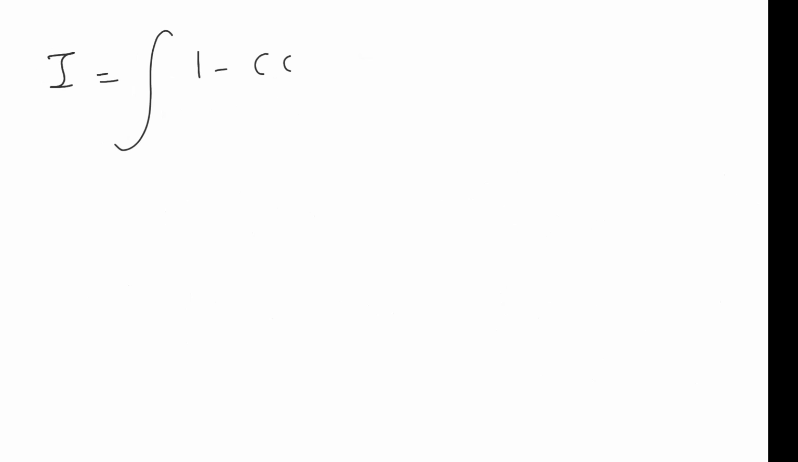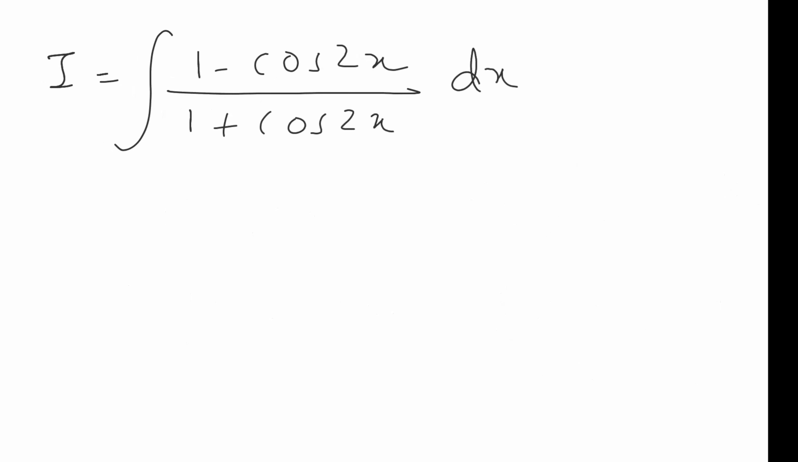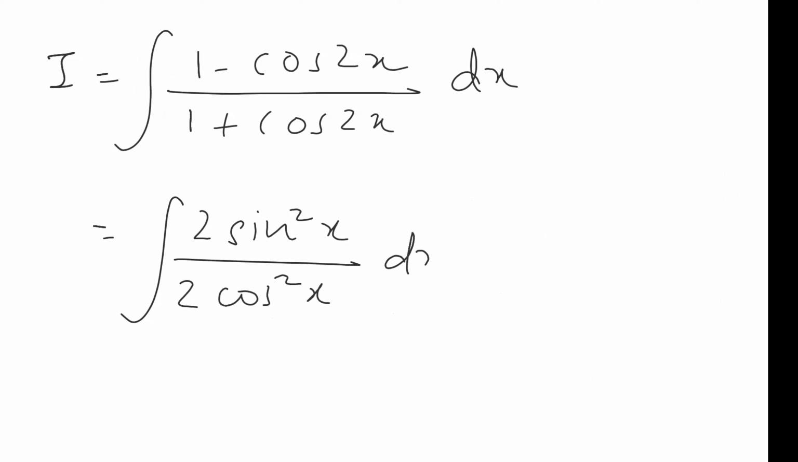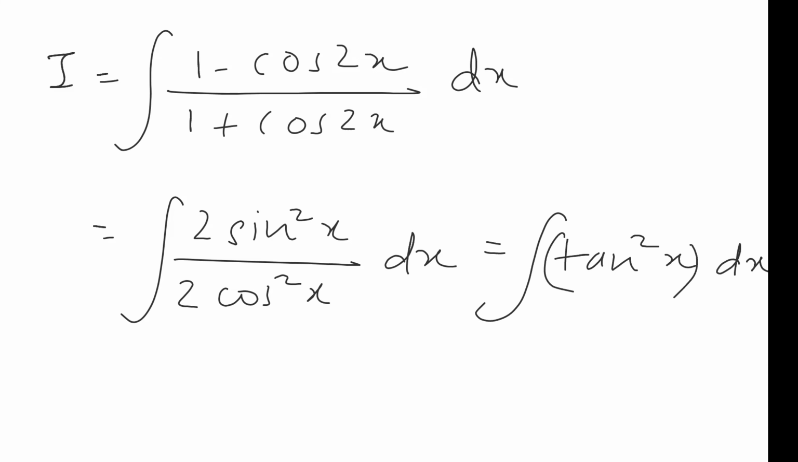Integration of 1 minus cos 2x upon 1 plus cos 2x. Apply the half angle formula in the numerator as well as the denominator. So this is 2 sine square x in the numerator and 2 cos square x in the denominator. Half angle formula is a very, very important thing. So this is tan square x dx. It's okay if you don't put a bracket over here. It's a single term because 2 gets cancelled. Sine upon cos becomes tan, and along with the square it becomes tan square.